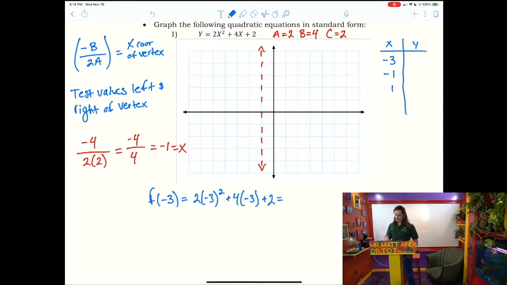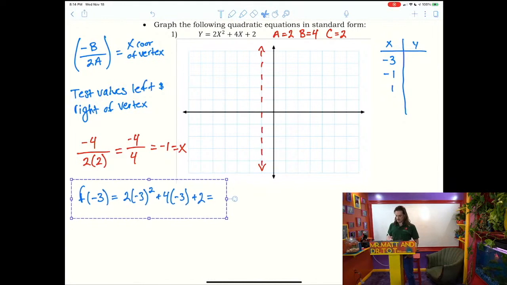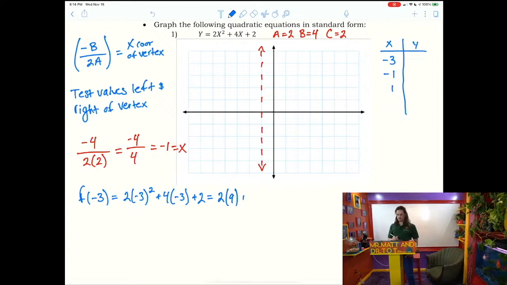So negative 3 squared is 9, so I'm going to have 2 times 9 plus 4 times negative 3, which is a negative 12, plus 2. So 2 times 9 is going to be 18. So I'm going to have 18 minus 12 plus 2. Negative 12 plus 2 is going to be a negative 10. 18 minus 10 is 8. So when x is equal to negative 3, y is equal to 8.